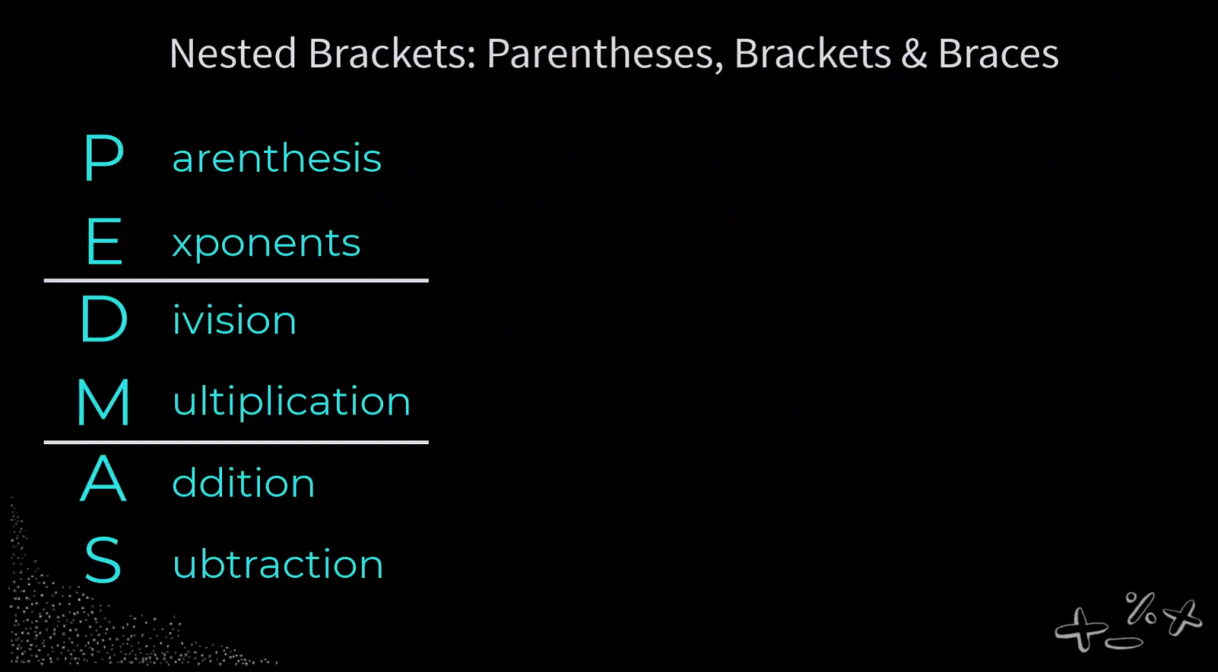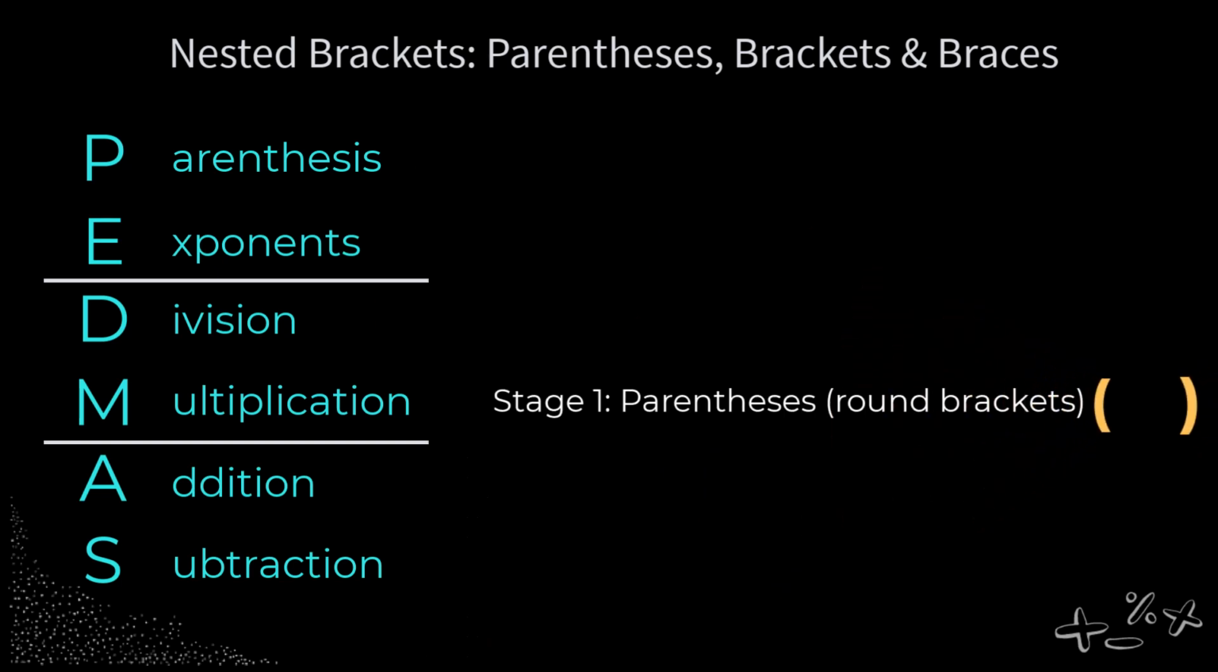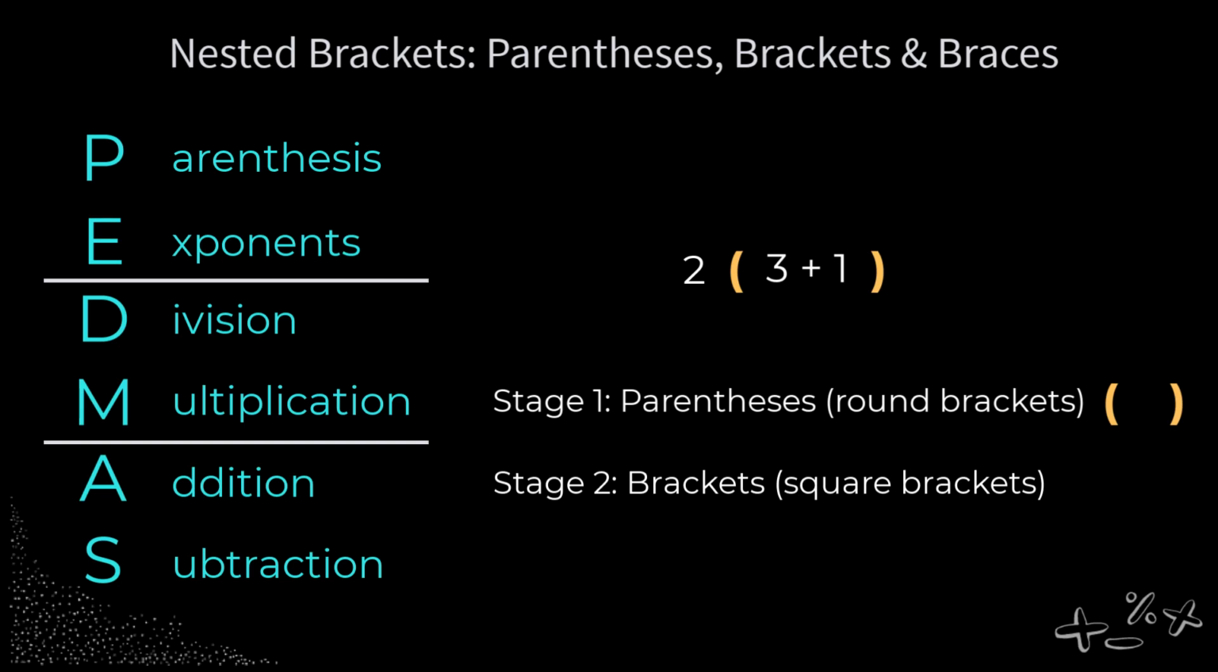As discussed in previous lessons, the first step of order of operations is parentheses or brackets. So let's talk about brackets. Sometimes in math, we have equations and expressions that require multiple steps, and so we use different stages of brackets to organize them. Our first stage of brackets are the round brackets, also known as parentheses. If we had 3 plus 1 and we wanted to multiply it all by 2, we would use those brackets first.